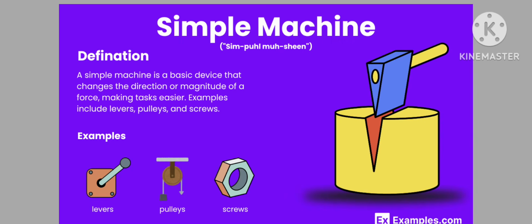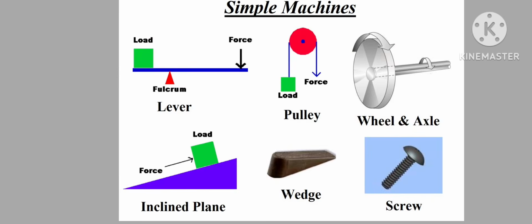There are many examples of simple machines we use in our day-to-day life. A few are a stapler, screwdriver, bottle opener, spoon, knife, etc. So these are examples of simple machines. Next is the classification of simple machines. Simple machines can be classified into 6 categories. The first one is lever, second pulley, third wheel and axle, fourth inclined plane, fifth wedge, and sixth screw.